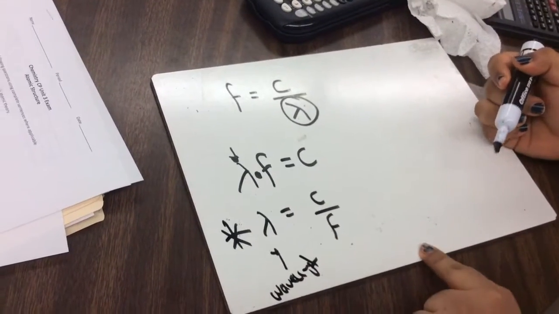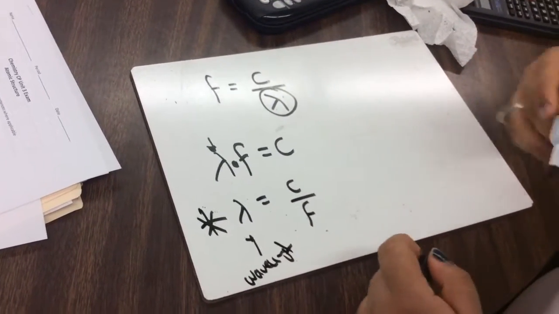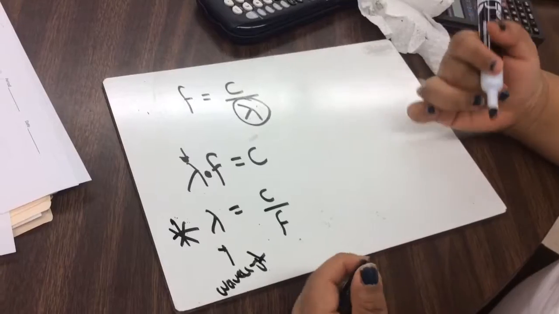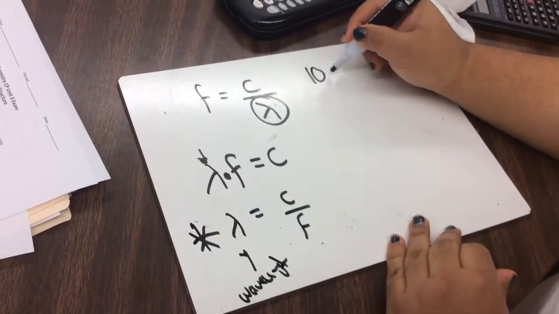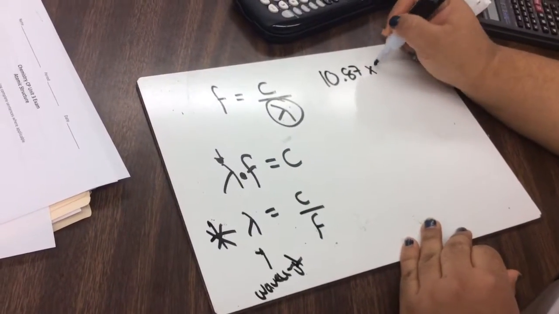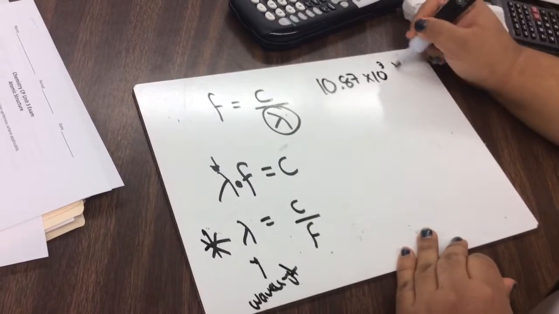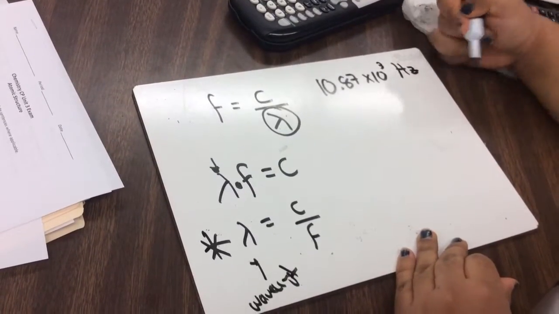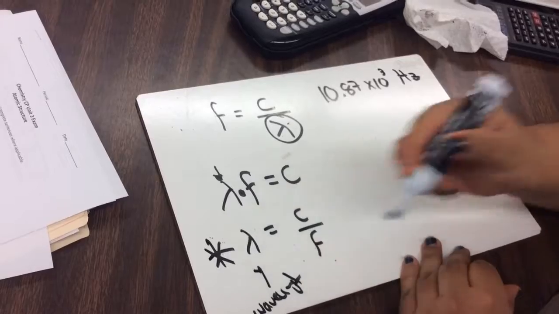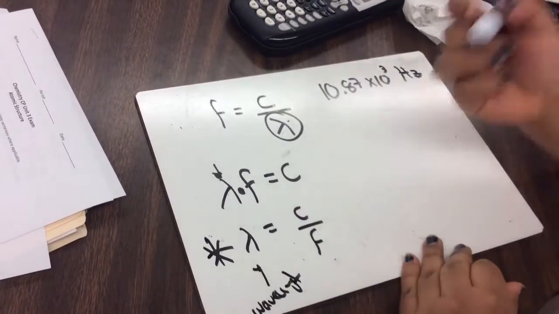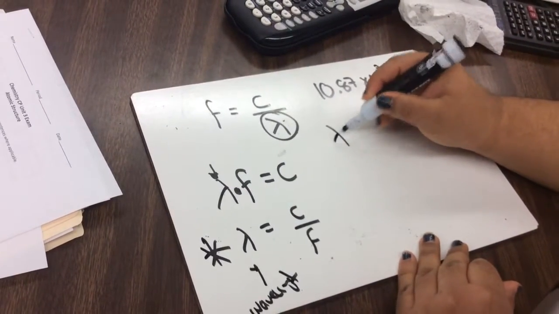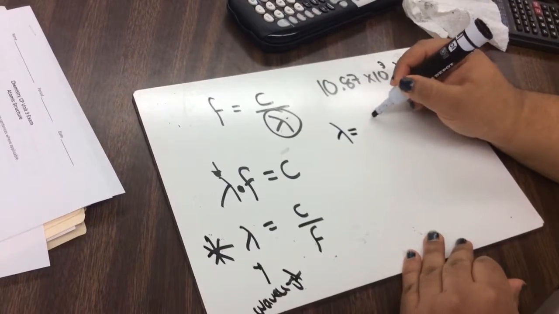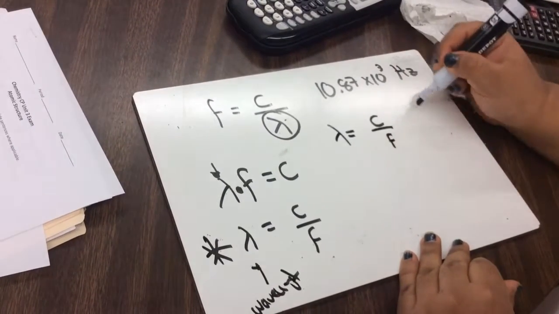Okay. Now, in problem number 2, find the wavelength if you have a frequency of 10.87 times 10 to the 3 hertz. So what is your wavelength? I'm going to take this formula for wavelength and say, okay, my wavelength is going to be equal to the speed of light divided by frequency.